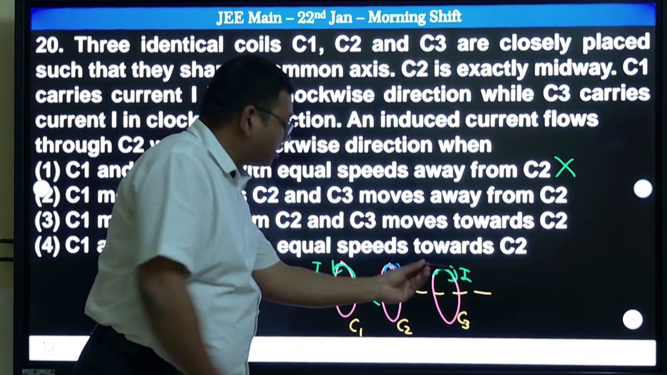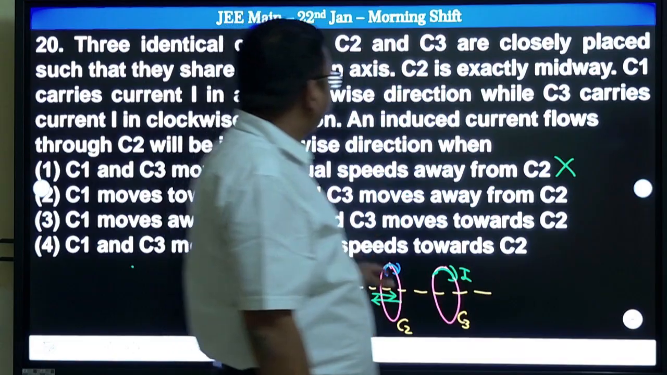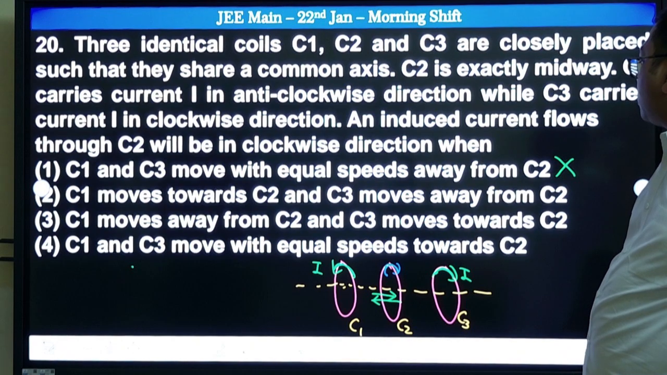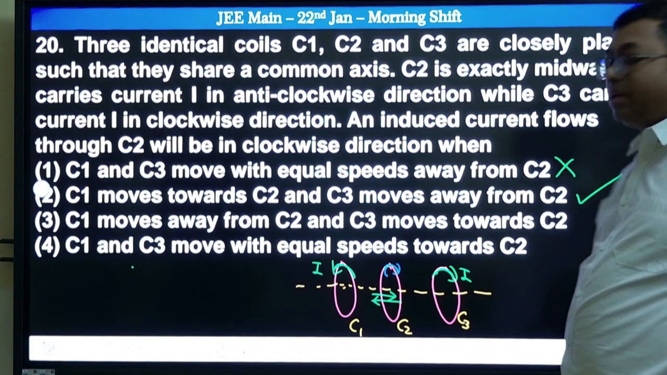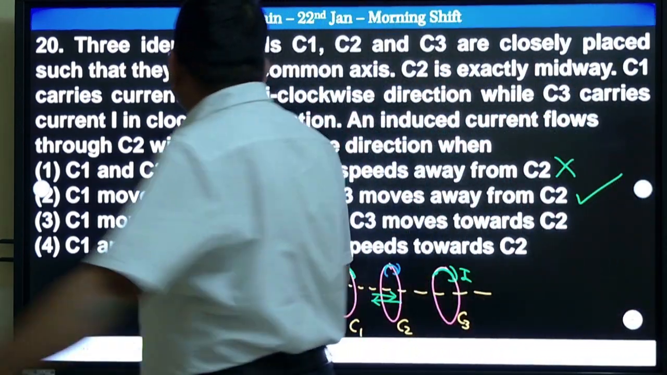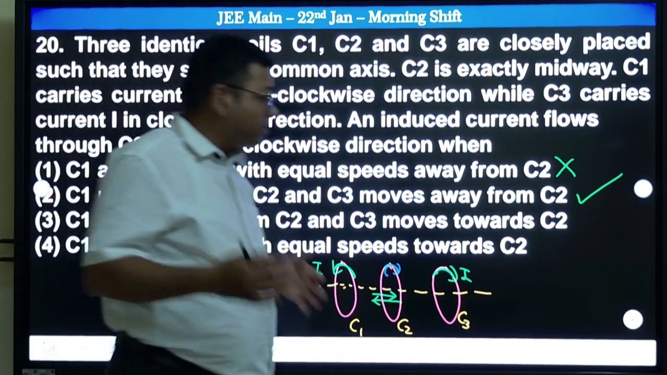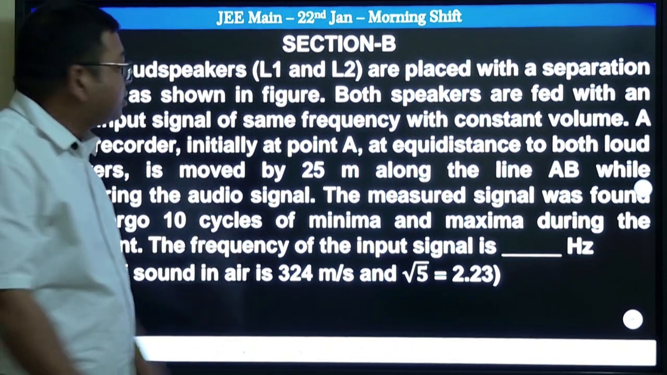So to oppose that, what will it do? It will produce clockwise. Correct? It should produce clockwise. So what are they asking, to produce clockwise or anti-clockwise? Clockwise. So we can choose this. Yes, we can choose the second option, right? Here you need to check each of them and then you can think about it. Let us move next. That was an application of Lenz's law, right?